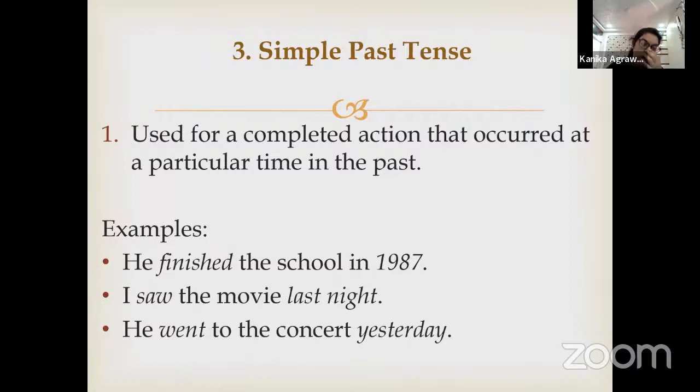For example, he finished the school in 1987. I saw the movie last night. He went to the concert yesterday. It's very easy, simple past tense. It is used for a complete one action which has already been completed and which occurred at a particular time in the past. Let's say he finished his bachelor's during COVID.